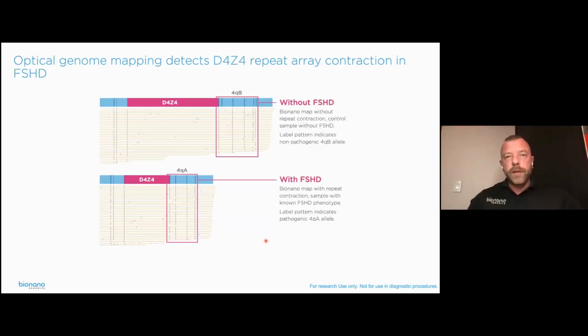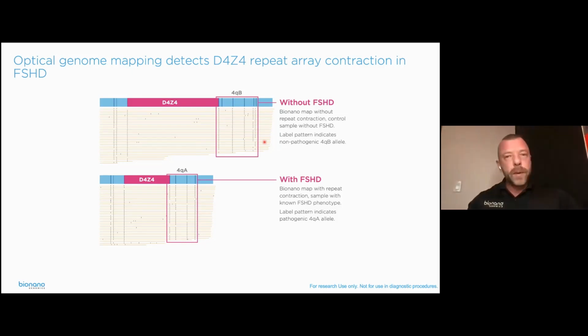There are also repeat contraction disorders. And FSHD, or facioscapulohumeral muscular dystrophy, is such a disease that is caused by the contraction of a large repeat called D4Z4 near the telomere of chromosome 4. When this repeat contracts below a certain size and you have the permissive 4qA allele, you can get the disease. If you have the 4qB allele, or the repeat does not contract, then you do not have the disease.